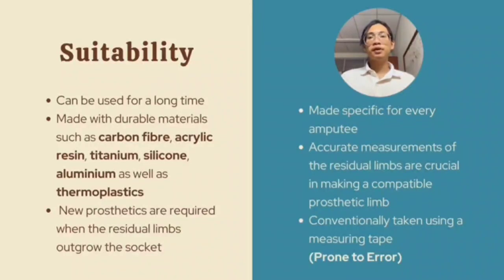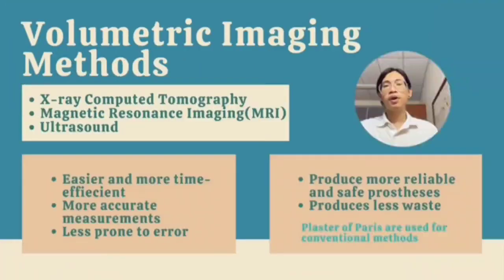Thus, accurate measurements of the residual limbs are very crucial in making a comparable and reliable prosthetic limb. Conventionally, the measurements are taken using the measuring tape, which is usually prone to error. So nowadays, with the help of technology, there are more convenient methods to obtain the measurements of the residual limbs.